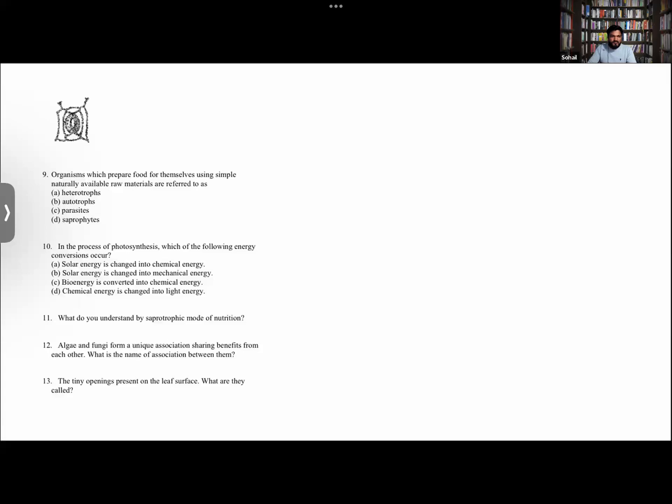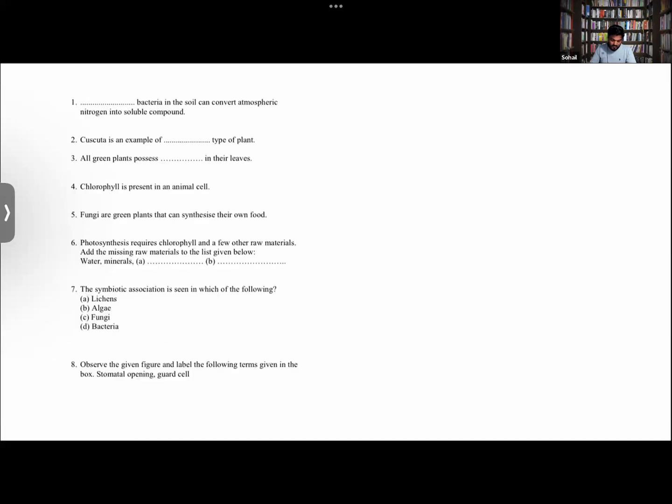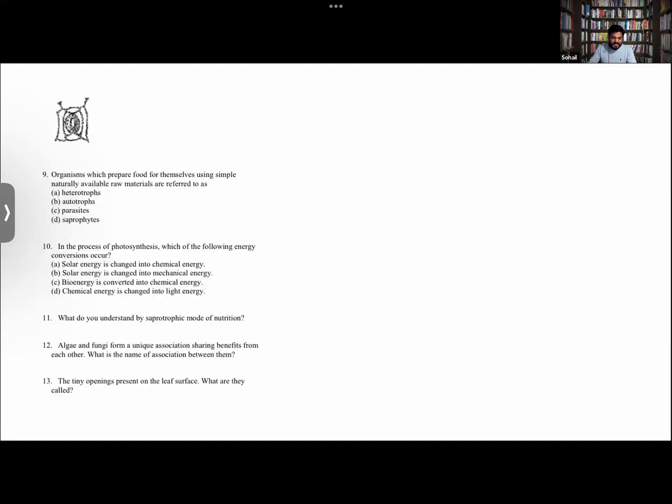So in the eighth question, we have to draw. Question number 8: Observe the given figure and label the following terms given in the box: stomatal opening and guard cell. You have to label these two terms in this one. You can draw, but don't make it too complicated. Just keep it simple. Just make a rough diagram of it. Okay?